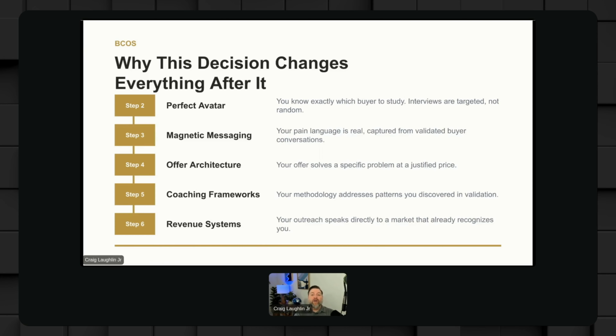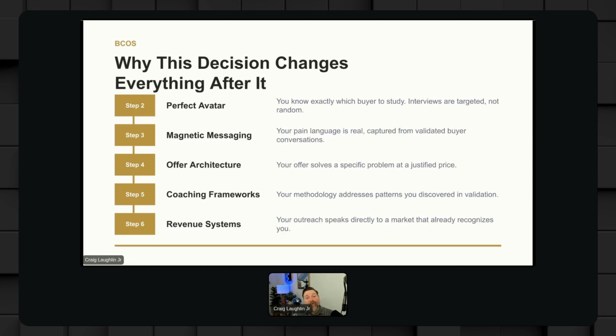This is important. One of the things that gets lost when we teach step 1 in isolation is how dramatically it affects everything that follows. So when your niche is clear and validated, step 2 becomes almost straightforward. You know exactly which buyer to study. Your avatar interviews are targeted. They're not fishing expeditions. Step 3 transforms because the pain language you captured in validation interviews becomes the raw material for your messaging system. You're not guessing what to say. You're echoing words that actual buyers use to describe actual problems.